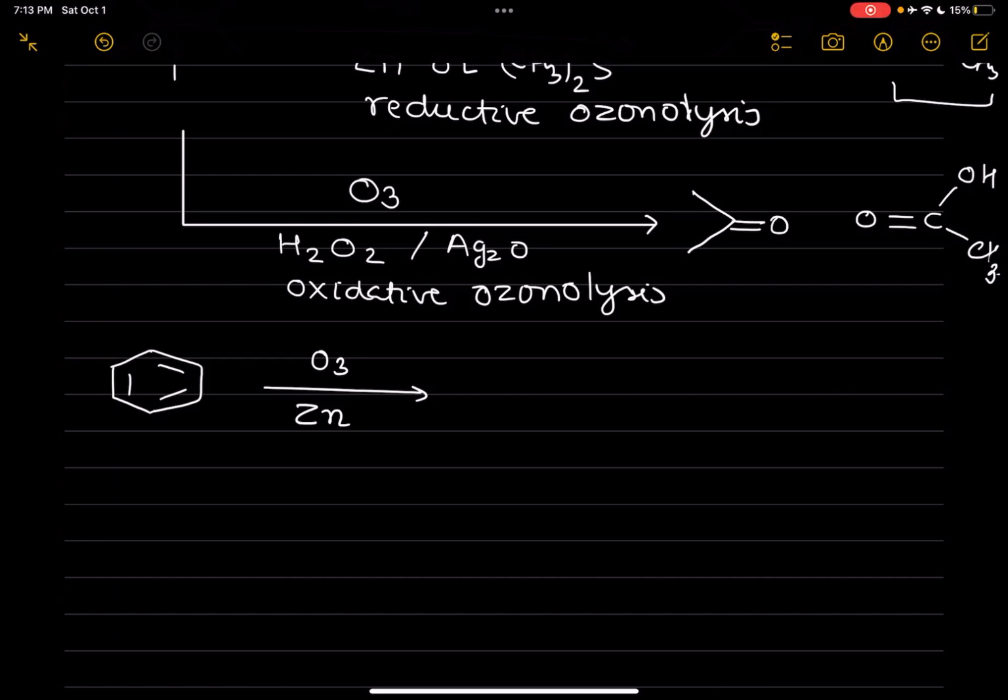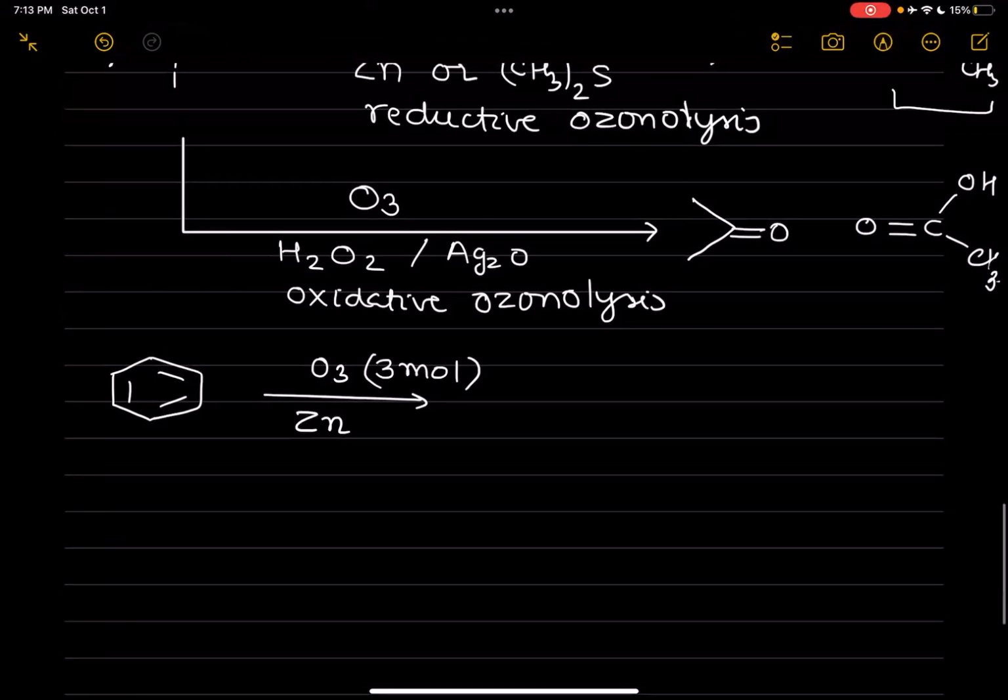How many moles? For each double bond, you require 1 mole of ozone. 4 moles. I mean 3 moles. Yeah, 3 moles will be required. So actually, they may ask you how many moles, and the information will be given to you. You can look at the number of double bonds in one molecule. So 3 moles will be required, and what are you going to get?